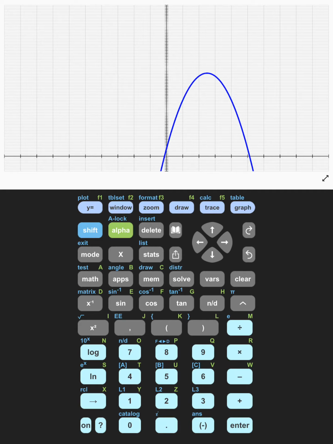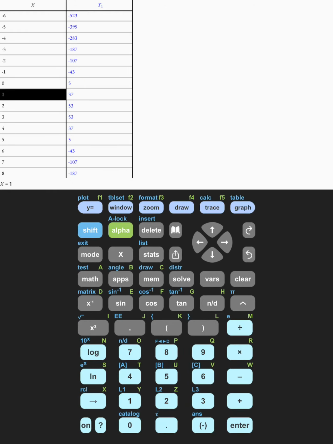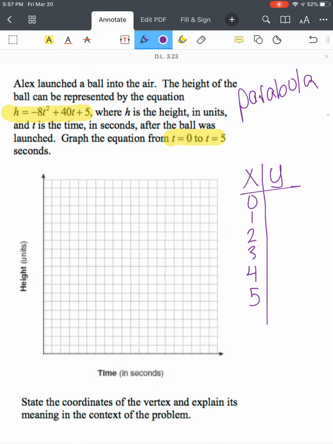So now what I'm really interested in is the table because I want to graph these points. So let's go to the table. Second graph brings you to the table. And I'm interested in 0 to 5 because that's what the question asked me. So 0, 5, 1, 37. So I'm going to start filling these in.